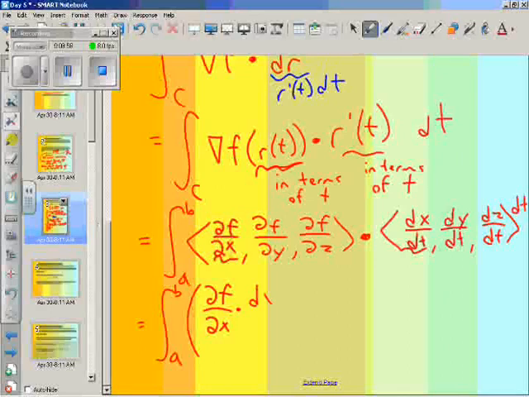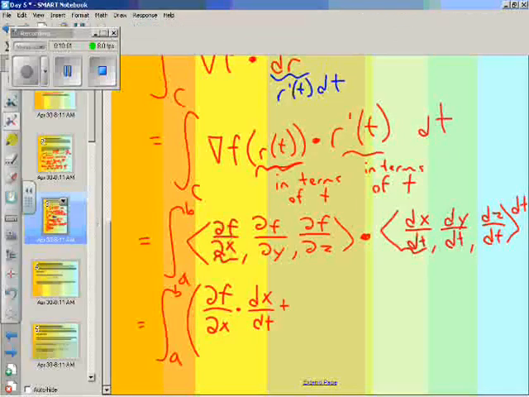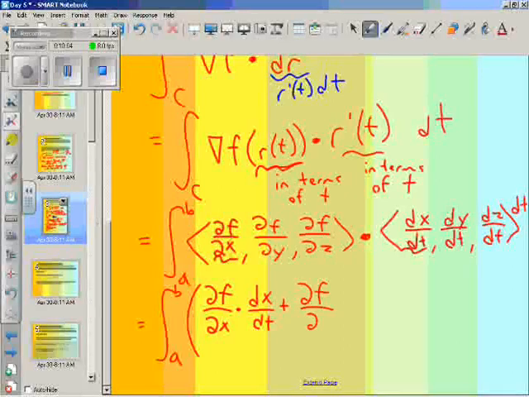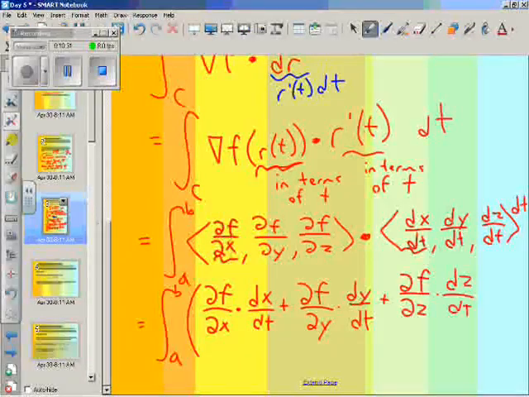Technically, I guess not partial, so it's just the derivative. And then we're going to have plus the second term times the second term, and then plus the third term times the third term, which is going to be df/dz times dz/dt. And again, we're still integrating with respect to t, but it's no longer a vector. It's now just a scalar, because that's how we got one.